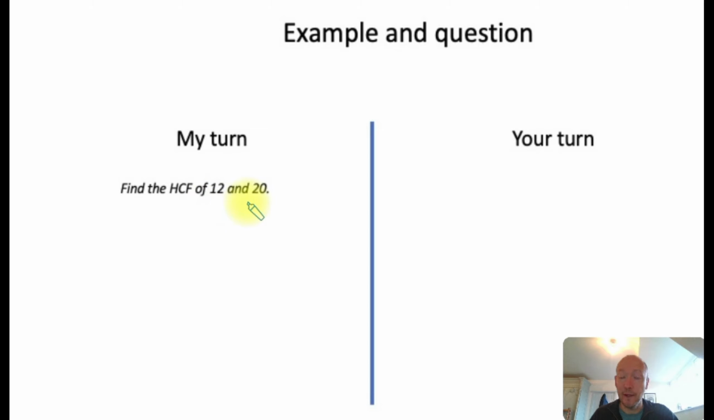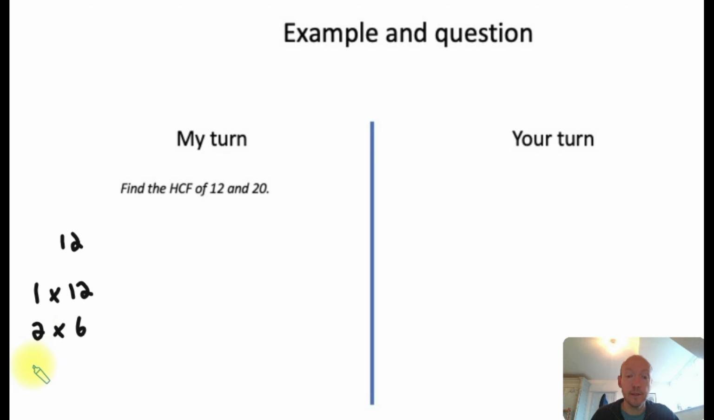So to find the highest common factor, what I'm going to do is I'm going to first of all find the factors of 12. This is the horseshoe method we looked at before. So I'm going to go 1 times 12. I'm going to go 2 times 6.